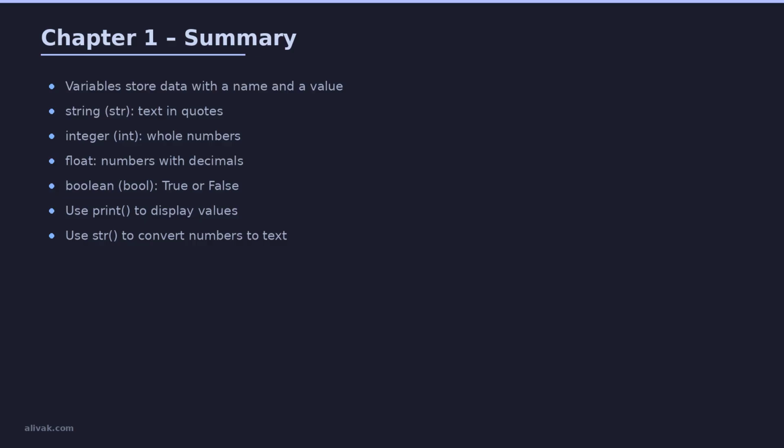Let's quickly recap what we learned in Chapter 1. A variable is like a labeled box that stores data. We learned 4 basic data types: strings for text, integers for whole numbers, floats for decimal numbers, and booleans for true or false values. We used the print function to display values on screen and the str function to convert numbers into text for concatenation.